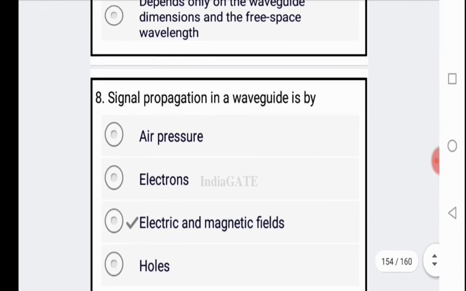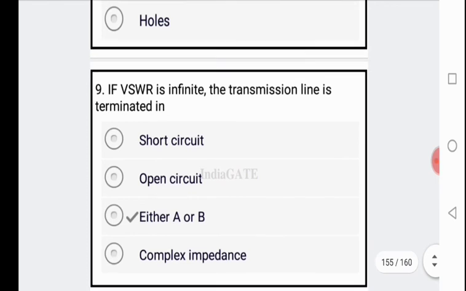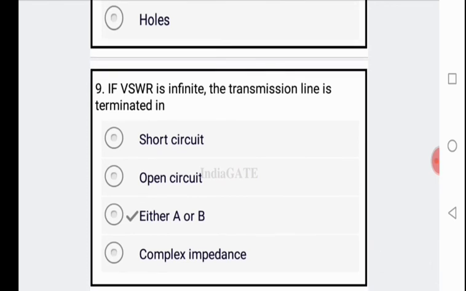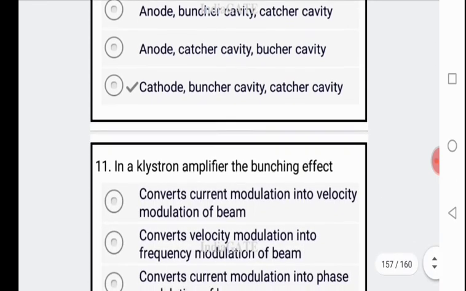Next question. Signal propagation in a waveguide is by electric and magnetic field. Option C. Next question. If VSWR is infinity, the transmission line is terminated as either A or B, that is short circuit or open circuit, so option C is correct. Next question. The correct sequence of parts in a klystron amplifier is option D, cathode, buncher cavity and catcher cavity. Next question.